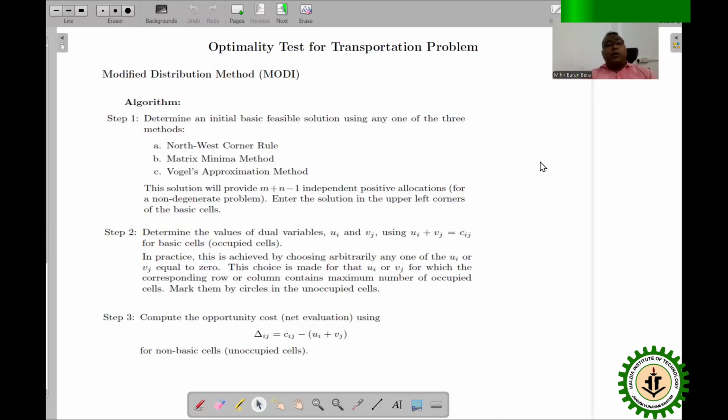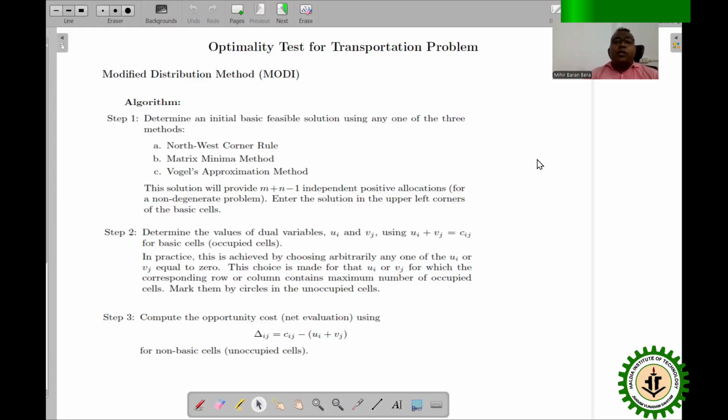My dear students, in the previous lecture, I discussed the transportation problem and the different ways to find the solution of the transportation problem. The three different techniques we have learned are: one, the northwest corner method; second, the matrix minima method; third, Vogel's approximation.